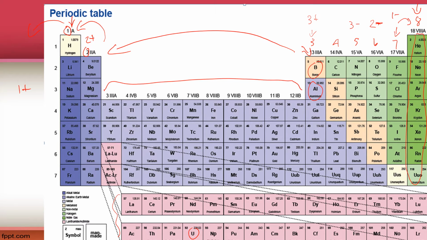So everybody's trying to get a full outer shell of electrons, which makes them like a noble gas. That's what's going on with all of these reactions. It's all to do with those valence electrons, which are the electrons in the outer shell.